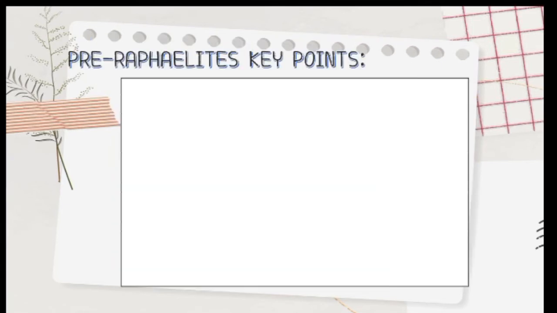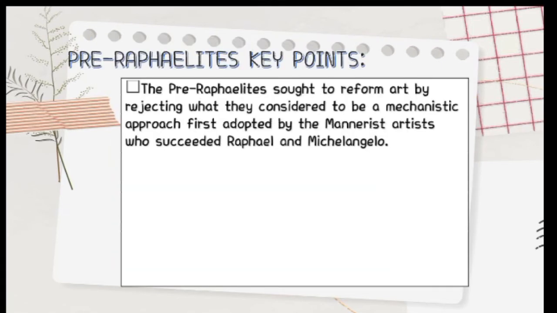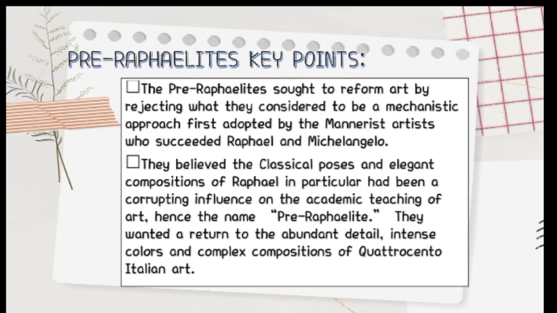The Pre-Raphaelites sought to reform art by rejecting what they considered to be a mechanistic approach, first adopted by the Mannerist artists, who succeeded Raphael and Michelangelo. They believed the classical poses and elegant compositions of Raphael in particular had been a corrupting influence in the academic teaching of art, hence the name Pre-Raphaelite. They wanted a return to the abundant detail, intense colors, and complex compositions of Quattrocento Italian art.